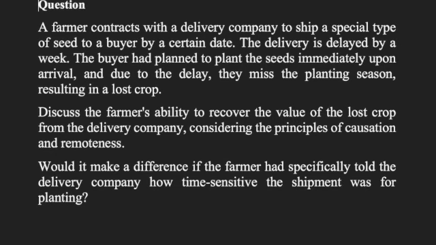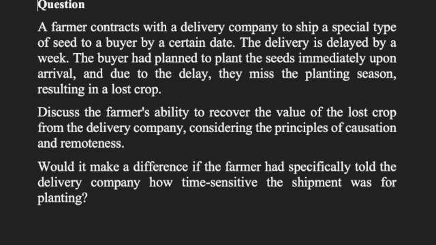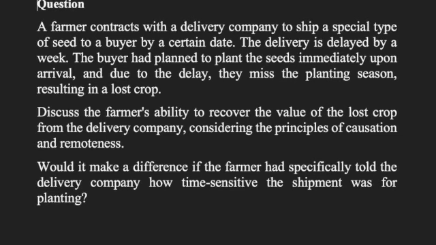Now, scenario two. The farmer specifically warns the delivery company: these seeds must arrive by this date, or the planting window closes and the whole crop is gone. Now this changes the knowledge factor significantly. The farmer has communicated the special circumstances and the specific risk involved.